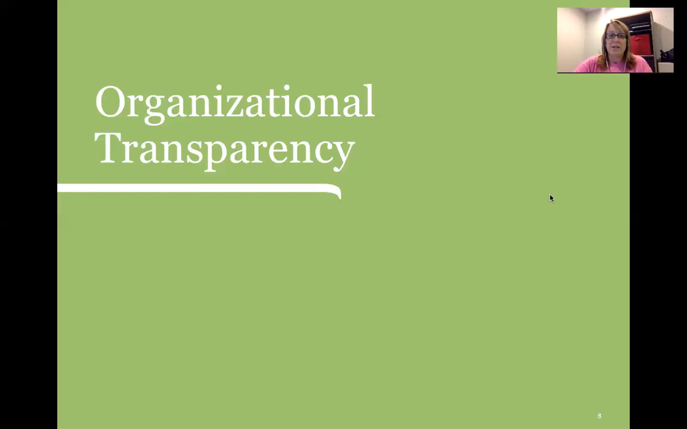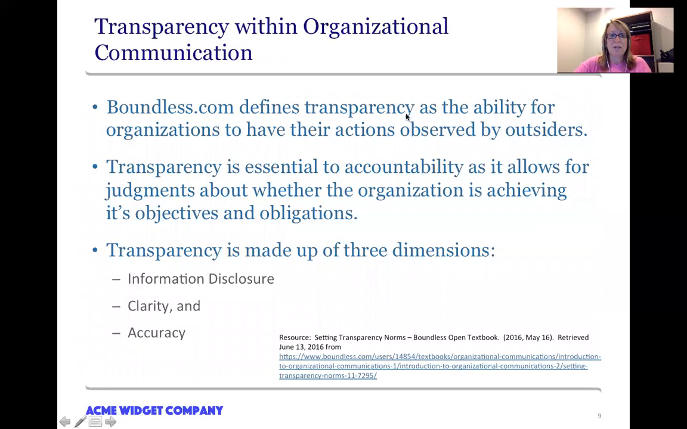Next, we'll move into organizational transparency. Balance.com defines transparency as the ability for organizations to have their actions observed by outsiders. Transparency is essential to accountability, as it really allows for judgments about whether the organization is achieving all of its objectives and obligations. You can think of this in the nature of quarterly reports that corporations give to Wall Street. There's the transparency of the financials and where they're moving, how their performance is going from a stock perspective. And really, it's made up of three dimensions: disclosure, clarity, and accuracy.